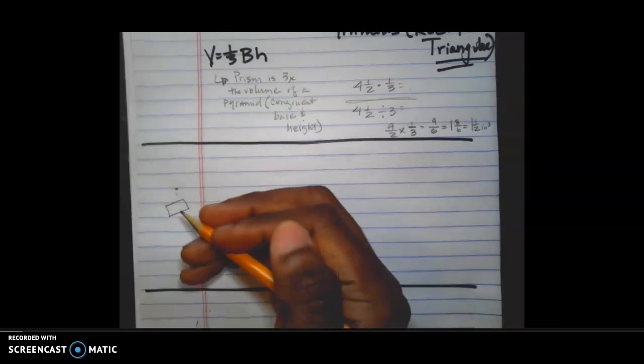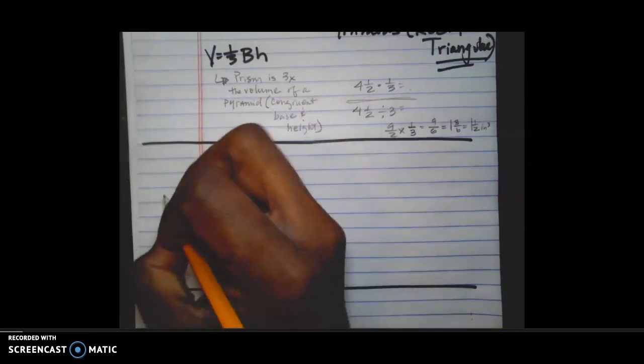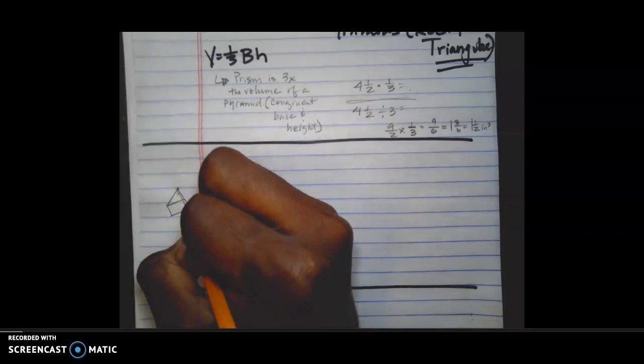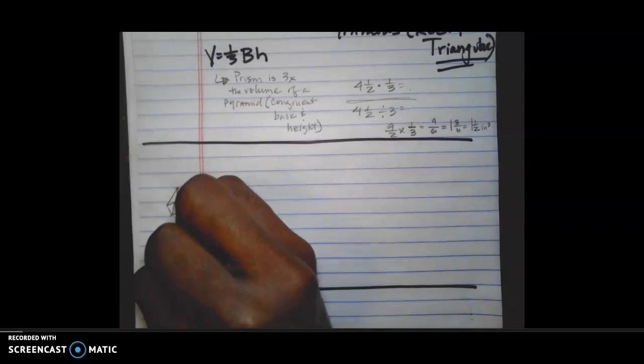Okay, so it says that a rectangular pyramid. I'm going to start off with the shape here. It's pretty easy to draw these shapes. I'm going to connect all 4 sides. Okay, now, again, not the best drawing, but it will do.